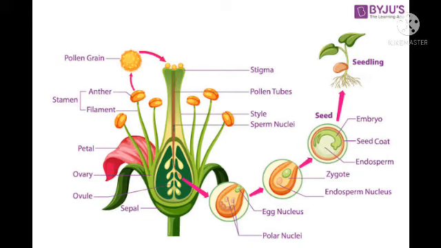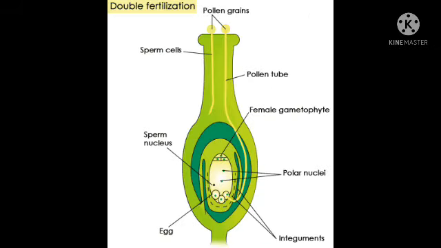The pollen tube has two male germ cells. Each ovule has two polar nuclei and a female germ cell, that is the egg. The pollen tube releases two male germ cells inside the ovule.